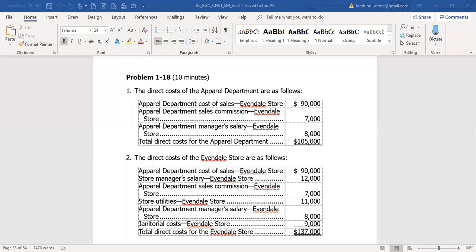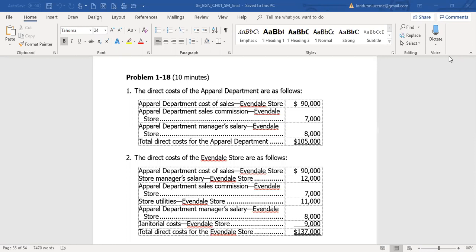Hi everyone. I'd like to now review the two practice problems. So you should have tried these on your own already, and now we're just going to look at the answers and give you an explanation on them. The first one is problem 1-18 on page 56 of your book.